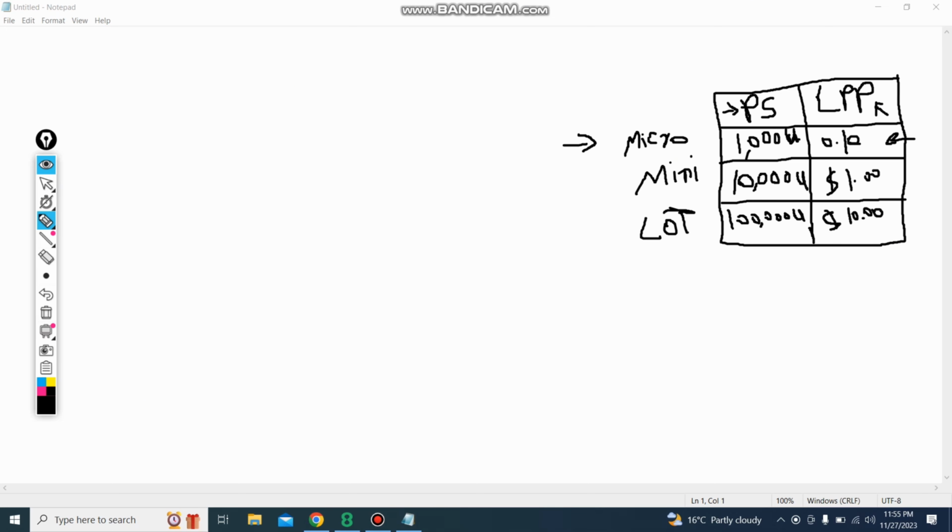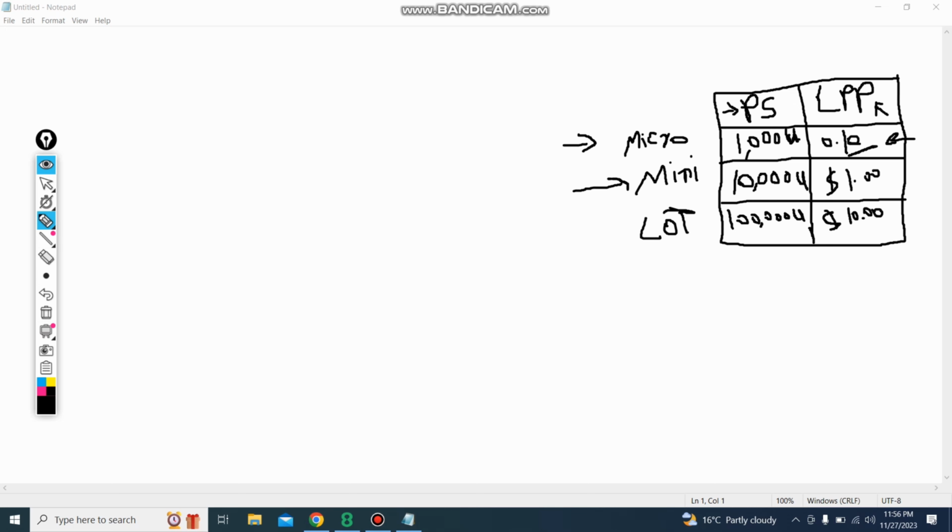Let's go through that one more time. A micro lot is 1000 units of currency. If you trade with 1000 units of currency as your position size and price drops 1 pip, that means you have lost 10 cents. And this table is a general rule. There will be certain currency pairs that are slightly different, but again this is a generalization and a good general place to determine your position size really quickly.